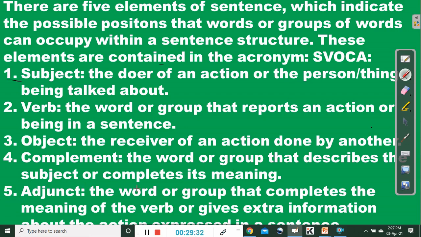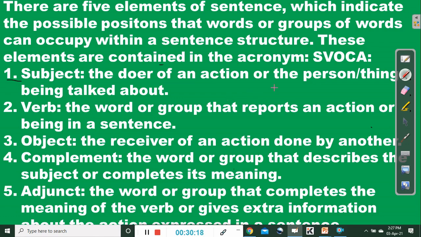Then the adjunct is a word or group of words that completes the meaning of the verb or gives extra information about the action expressed in a sentence. And so that is exactly what we have in the sentence: The boy kicked the ball into the net. Into the net, it's giving us extra information about the action. The boy kicked the ball. An action has been performed. But then the adjunct tells us where, when, or how the action occurred.